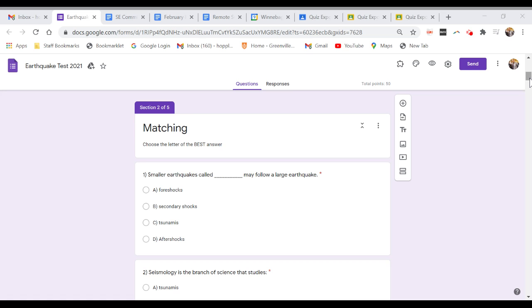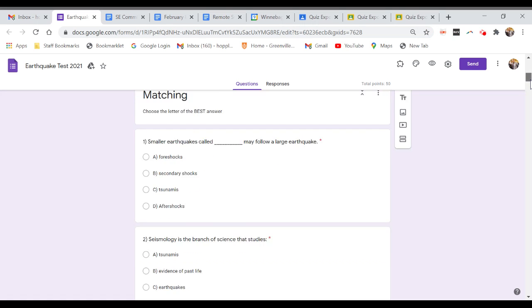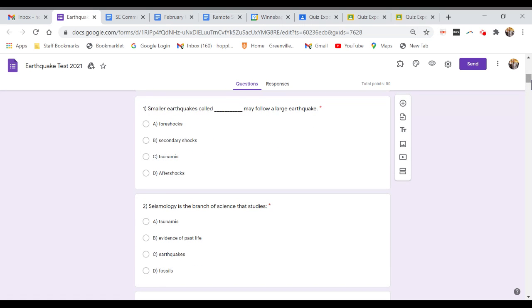Part 1, Matching of the Earthquake Test for Earth Science. Question number 1. Smaller earthquakes called these may follow a large earthquake. Foreshocks, secondary shocks, tsunamis, or aftershocks.